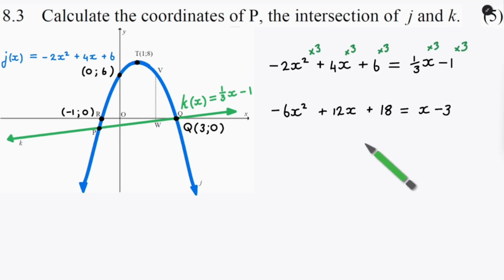Okay, so if we go ahead and do that quickly, we're going to get minus 6x squared. 4 times 3 will give you 12. 6 times 3 will give you this 18. The third times 3 gives you 1, so you get 1x. And 1 times 3 will give us 3 over there.